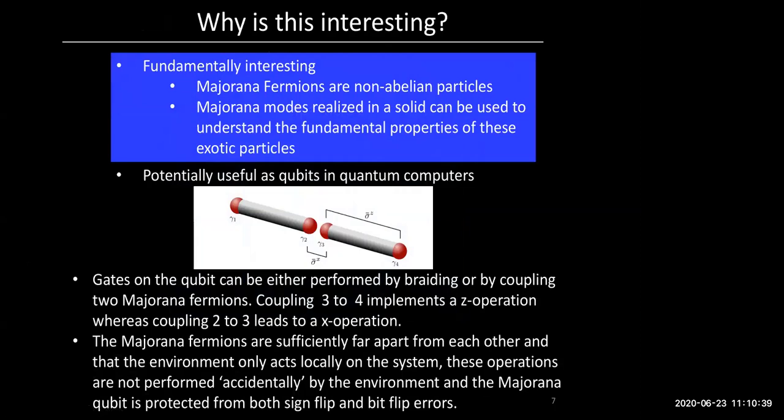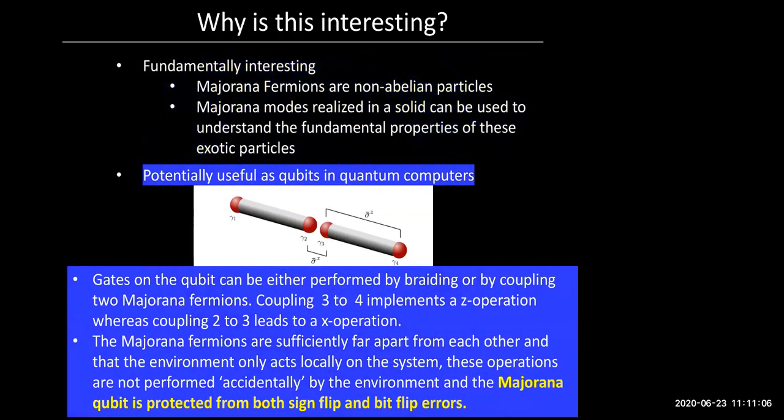Now, the question is, why is realizing Majorana fermions so interesting? One thing is these are fundamentally interesting, of course, from a physics perspective. Majorana fermions are non-abelian particles. If we can actually realize and manipulate Majorana fermions, we can understand much more about their physics. The other reason that people have been very interested in these Majorana particles is that they can be potentially useful as qubits in quantum computers.